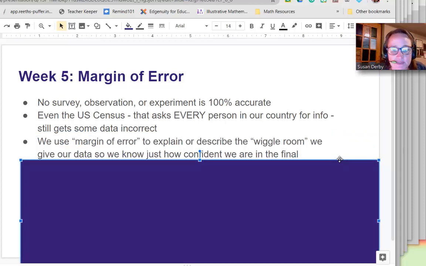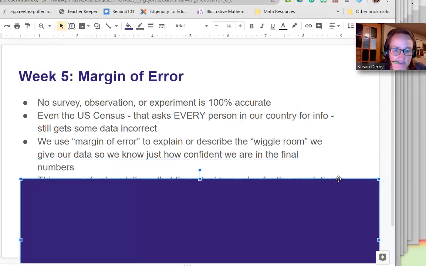So what we use is the margin of error to help explain or describe what we're going to call the wiggle room, right? That we give our data so that we know how confident we are in the final numbers that we're going to start using as our information. So we always want to have a little bit of wiggle room. That means we think that 80% of students love playing Minecraft, but we always want to have a little bit of wiggle room because it's probably not exactly 80% of students.